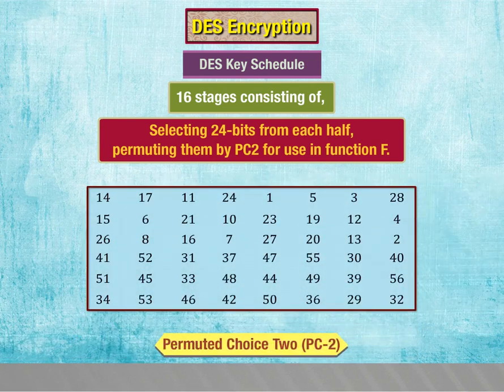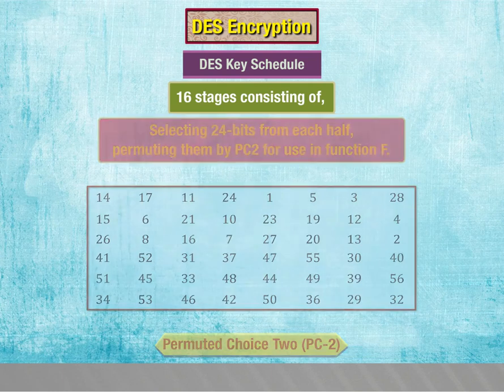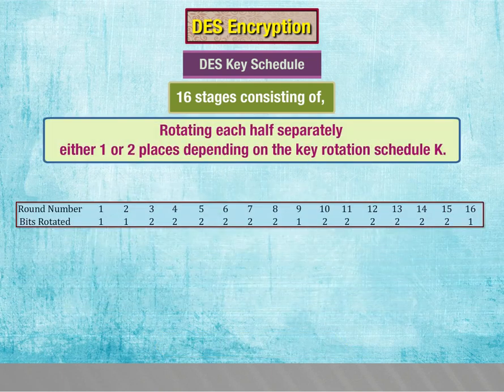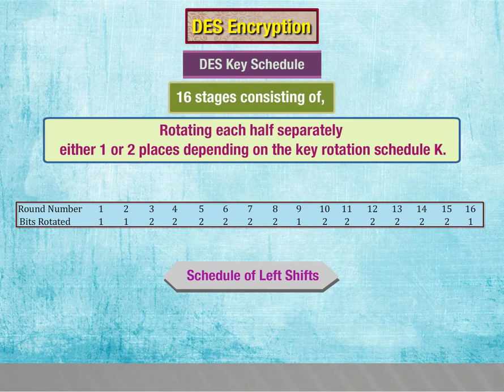Permuted choice 2, PC2. Rotating each half separately, either 1 or 2 places depending on the key rotation schedule K. Schedule of left shifts.